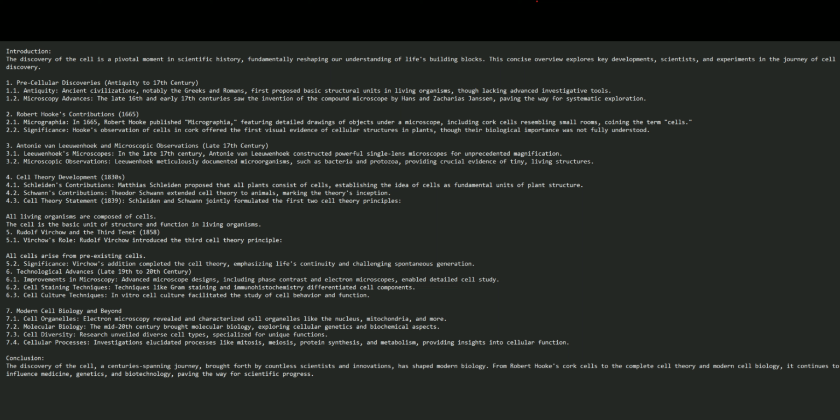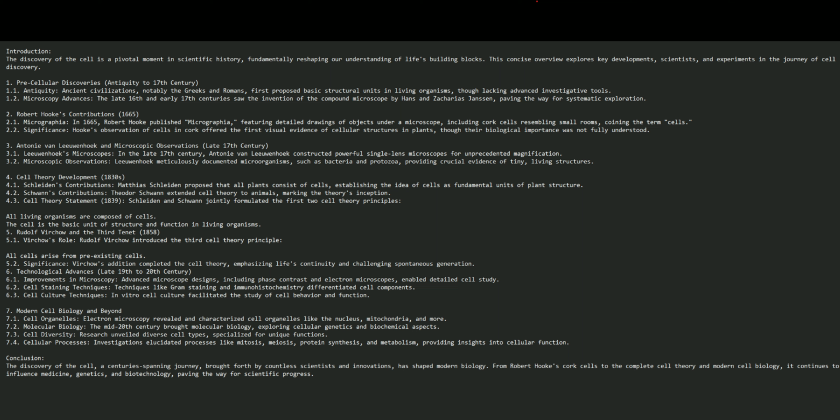Improvements in microscopy. Advances in microscope design, including phase contrast and electron microscopes, allowed scientists to study cells with greater detail and precision. Cell staining techniques. The development of cell staining techniques, such as gram staining and immunohistochemistry, enabled researchers to differentiate cell components and structures. Cell culture techniques. The ability to culture and manipulate cells in vitro, outside the organism, furthered our understanding of cell behavior and function. Seventh, modern cell biology and beyond.